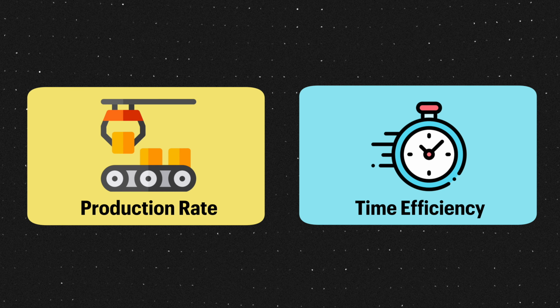Let's get started. So why is note-taking exponentially better on iPads? There are two reasons for it. First is production rate, and second one is time efficiency. So when I say production rate, let me give you an example to actually explain the concept.